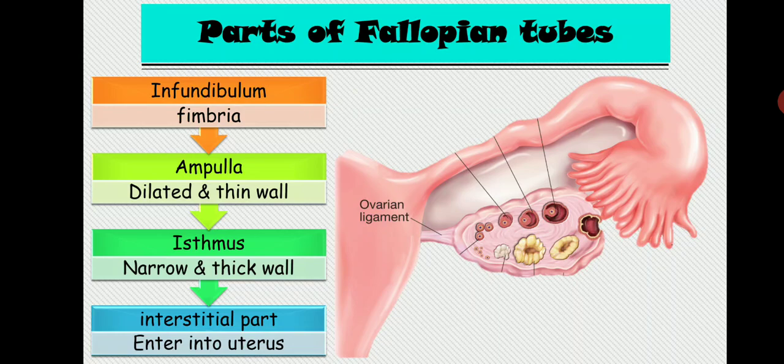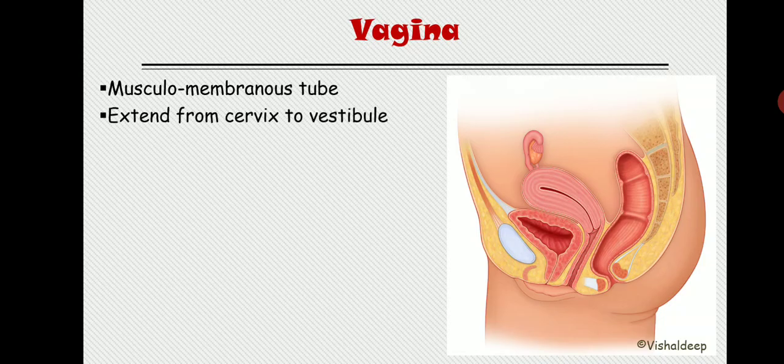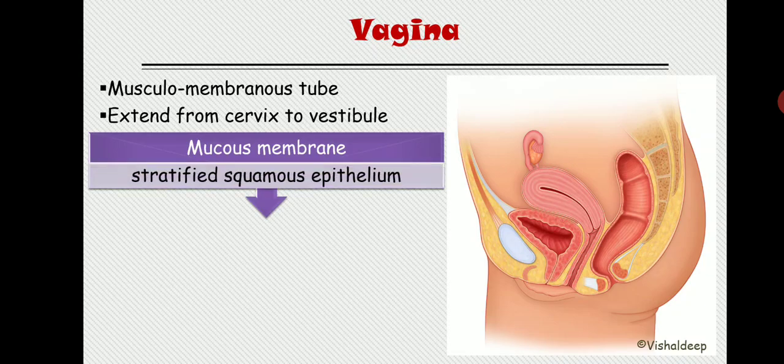Now let's discuss a small portion of the vagina. Basically the vagina is 8 to 10 centimeters long, and the upper end surrounds the lower part of the cervix. And the vagina is basically made up of a musculo-membranous layer, or it is a musculo-membranous tube. So it is muscle and it is membrane, and it extends from the cervix to the vestibule, and the mucous membrane present inside the vagina is basically stratified squamous epithelium.